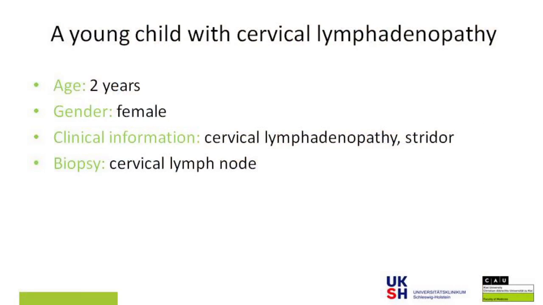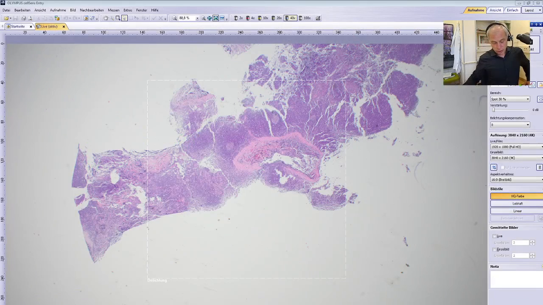So our first case is a very young child who was suffering from cervical lymphadenopathy and stridor, and we received a biopsy from a cervical lymph node, and I would like to share this biopsy with you. This biopsy is small, coming in fragments, as you can see here.